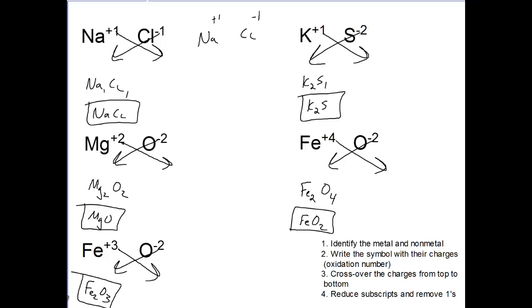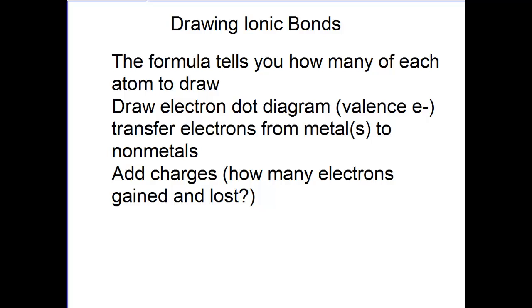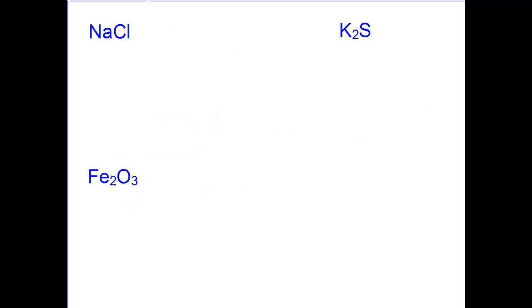So again, identify the metal and the nonmetal. Write down the symbol with their charges, so look up their oxidation number. Cross over the charges from top to bottom, and reduce subscripts and remove any ones. And we'll cover drawing bonds in another lecture.